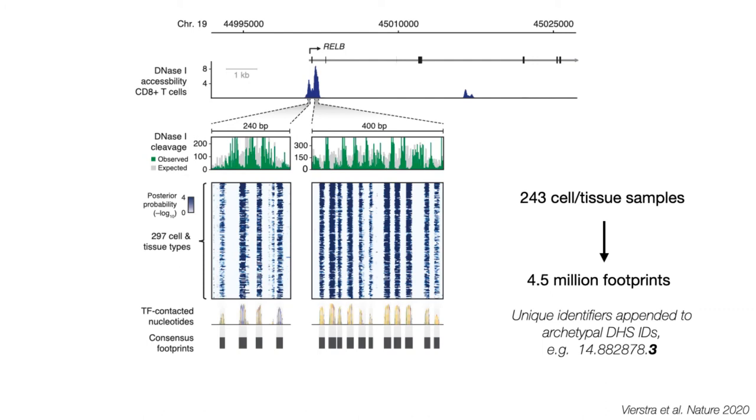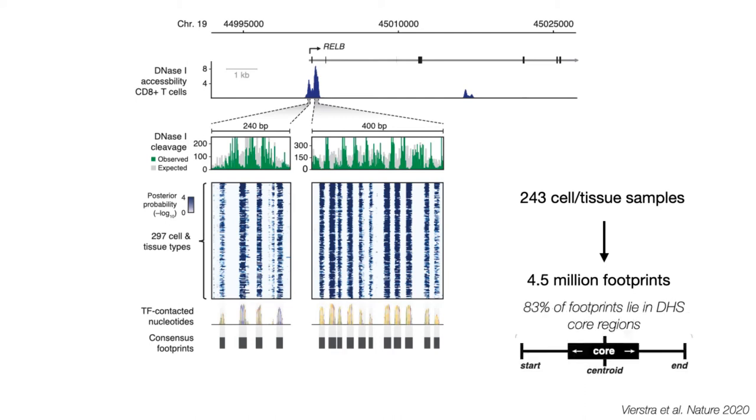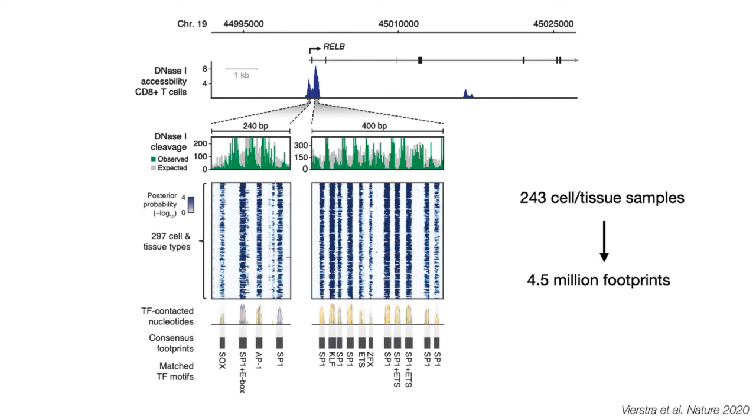And so out of this, one can integrate 243 different cell and tissue contexts into around 4.5 million consensus footprints, and assign unique identifiers to them that are essentially extensions of the DHS identifiers wherein they occur. It's also notable that around 83% of the footprints lie in DHS core regions. And finally, what does this provide you but a framework in order to integrate transcription factor identifications?